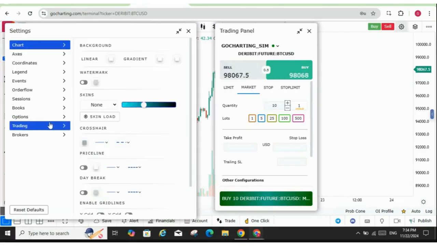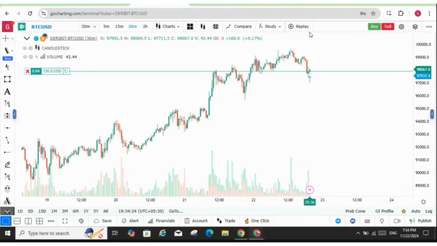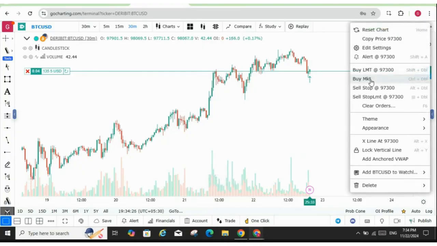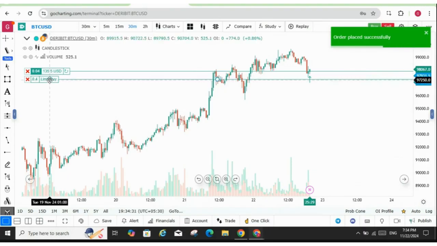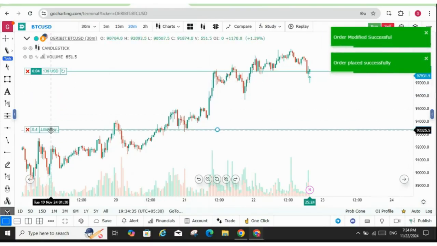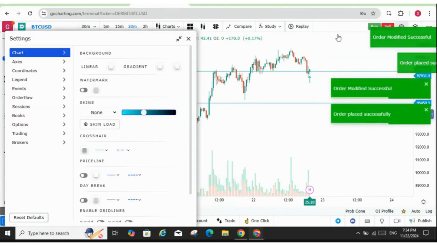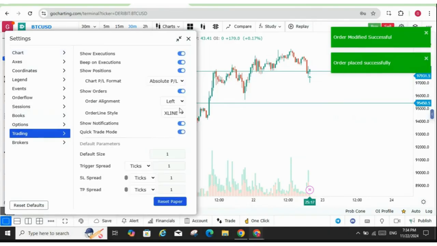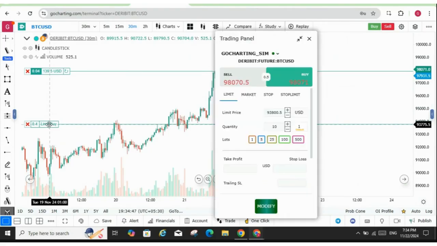If I go and switch on the quick trade mode, okay, and now if I right click and do buy limit, see, my buy limit order is placed. The window is not coming. See, this is modified. This is also getting modified. If I slide it, it is getting modified, right? But if I make this quick trade mode off, what will happen if I am modifying it? See, this window is coming, so that you can again fill in the values here and then press modify.